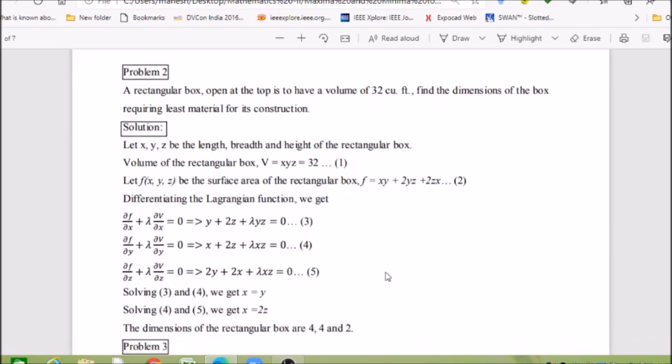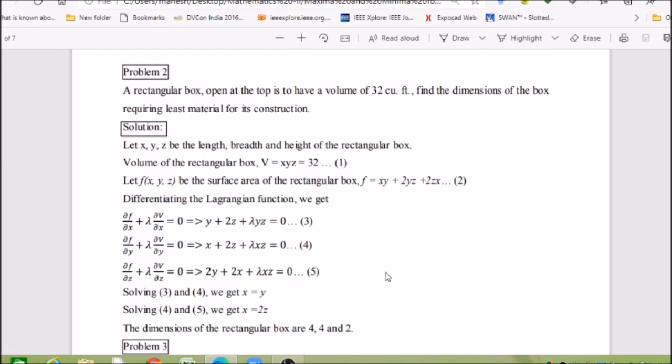Volume of the rectangular box V is equal to xyz is equal to 32. Let f of xyz be the surface area of the rectangular box. Since the box is open at the top, we get f is equal to xy plus 2yz plus 2zx. So differentiating the Lagrangian function, we get ∂f/∂x plus lambda into ∂V/∂x equal to 0.